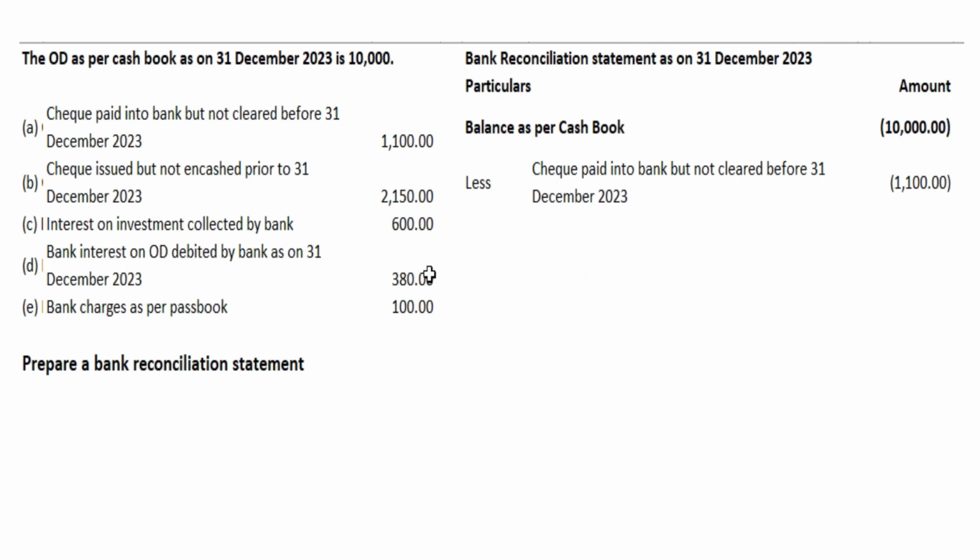Now, second transaction. Check issued but not encashed. Check issued means the accountant prepared the check, got the signature from the owner or the authorized signatory and handed over this check to the party or the supplier. Once he hands it over, the transaction is complete as far as the accountant is concerned. Now we need to think about the effect. Once we hand over the check, obviously it will decrease our balance. So the accountant decreased his balance.